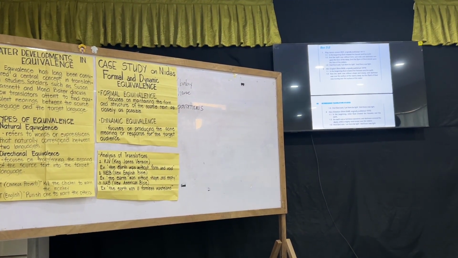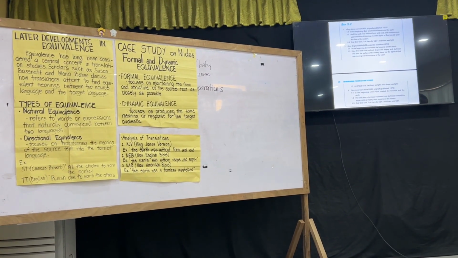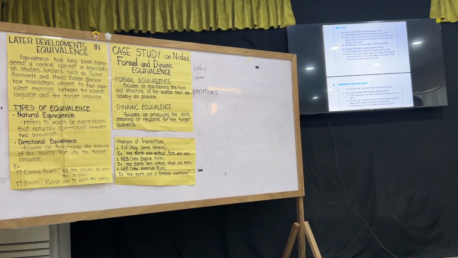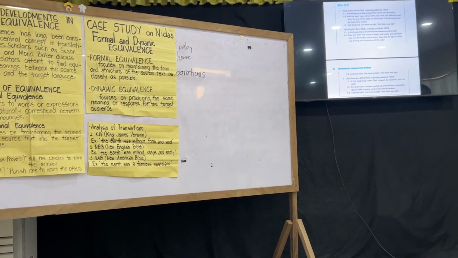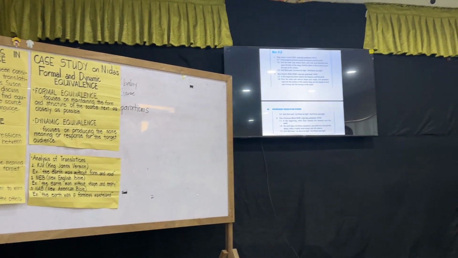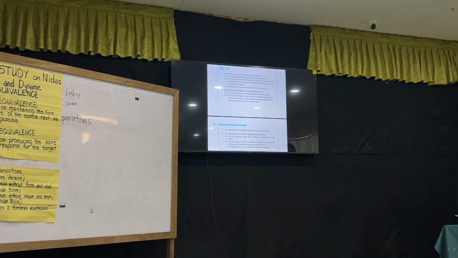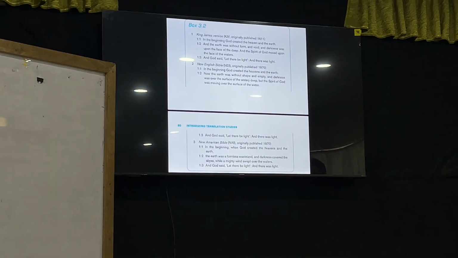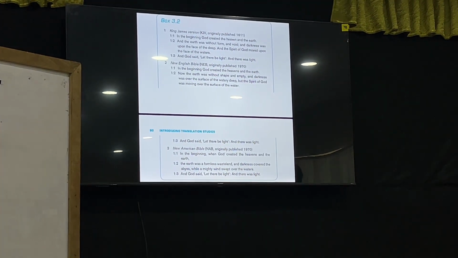This case study examines three English translations. As you can see, we have the King James Version, originally published in 1611. The next one, we have the New English Bible, or NEB, originally published in 1970, and the New American Bible, originally published in 1970.